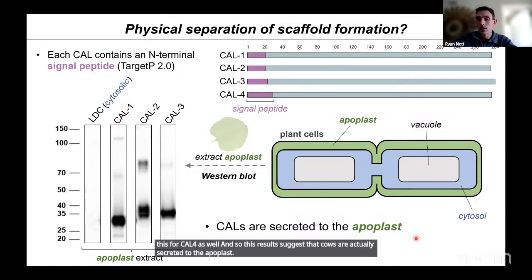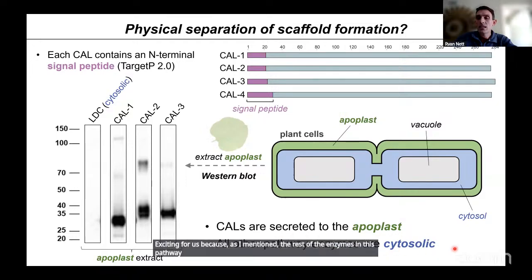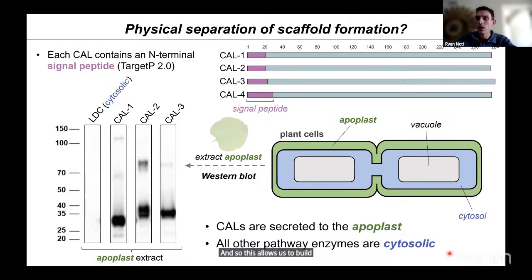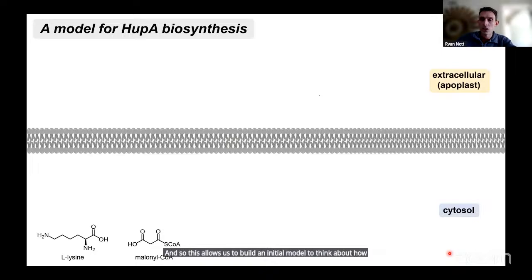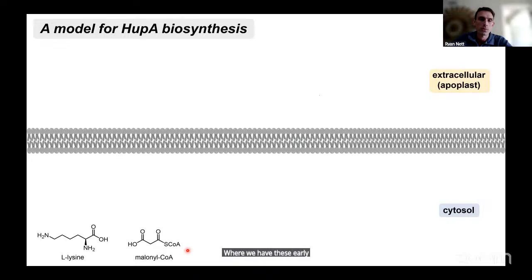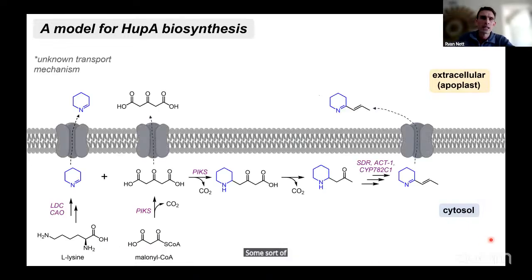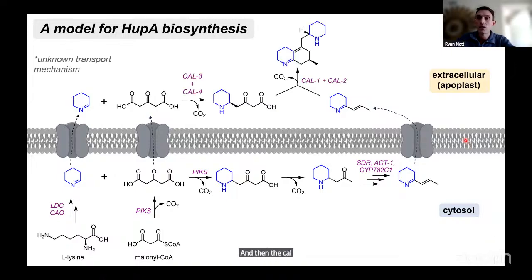And exciting for us because, as I mentioned, the rest of the enzymes in this pathway seem to be cytosolic. And so it seems like there's maybe this physical separation of different pathway components. And so this allows us to build an initial model to think about how organization might actually be occurring in Lycopodium alkaloid biosynthesis, where we have these early biosynthetic transformations from lysine and malonyl-CoA happening in the cytosol, some sort of mysterious transport mechanism that we don't fully understand, and then the CAL proteins acting extracellularly in the apoplast to catalyze the formation of this tricyclic scaffold that I'm showing you here.